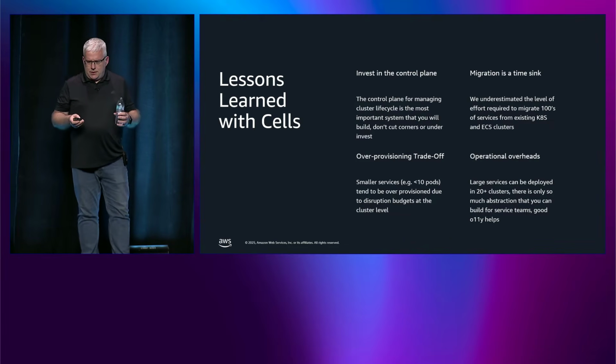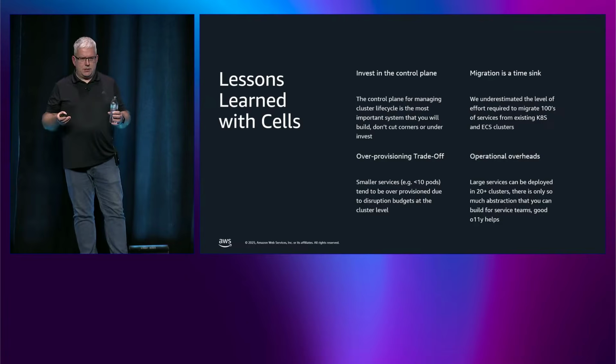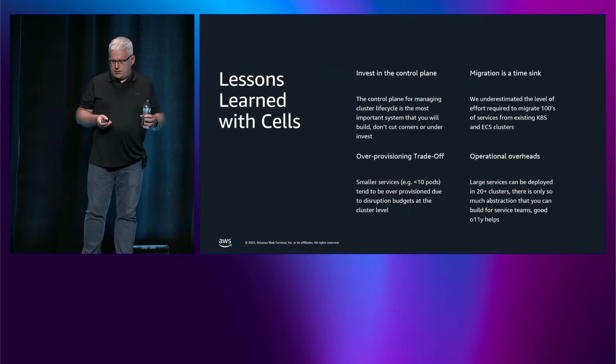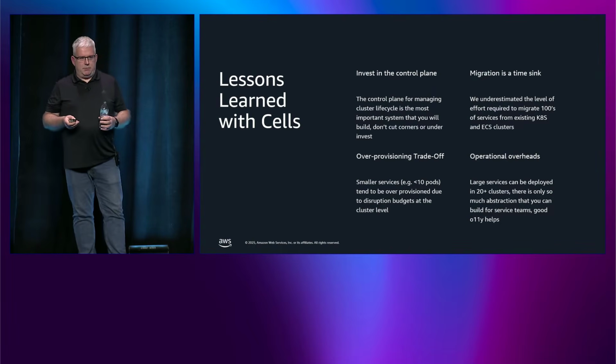Cells introduced an over-provisioning trade-off. A small service can be over-replicated and large services can end up in 20 plus clusters. So that's one of the reasons that we're using Spot. And good observability and standardization is critical for preventing your cells architecture from becoming unmanageable.